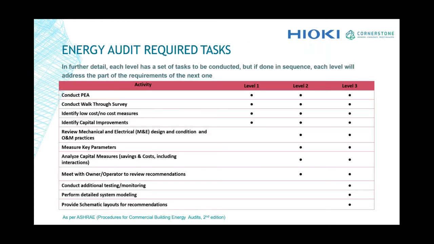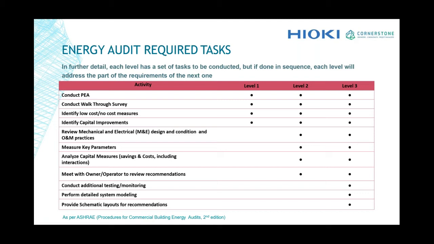Now, if you look at some activities with respect to the different levels, as you can see, level 1 would have, like I mentioned before, a preliminary energy analysis. There's a walkthrough survey. It would have identification of low cost and no cost measures. We also have a solution of the different capital improvements that can be done.